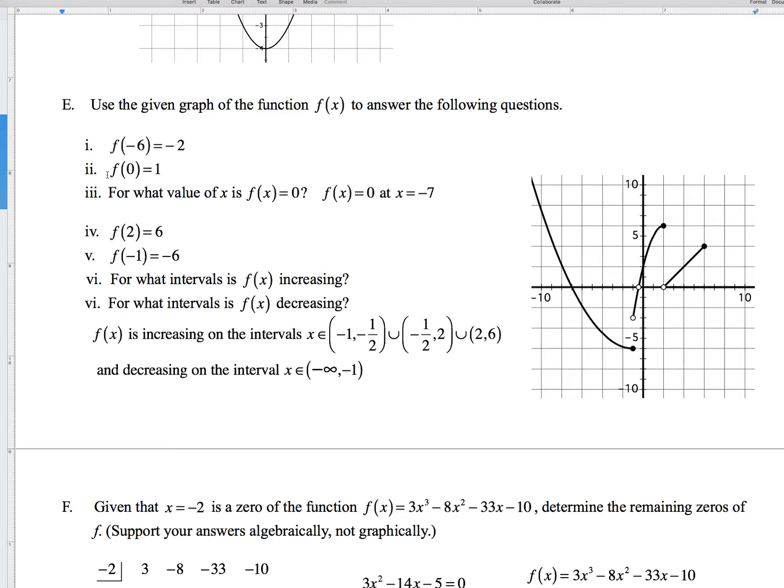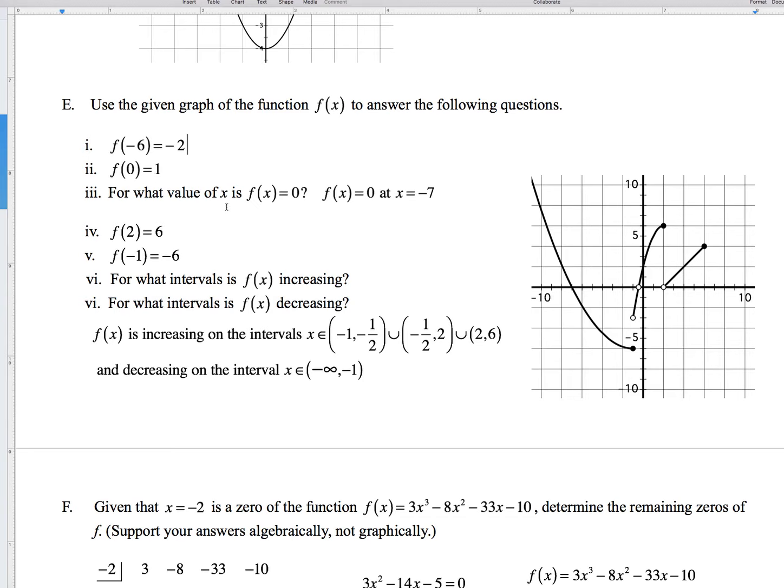So number 2 asks, what is f of 0? Well, to determine f of 0, we go to the y-axis and find the y-intercept. And the function crosses the graph at positive 1, so the function value at 0 is 1.